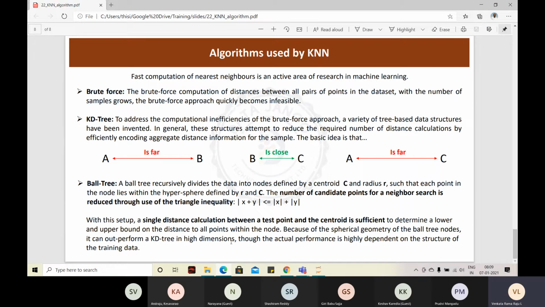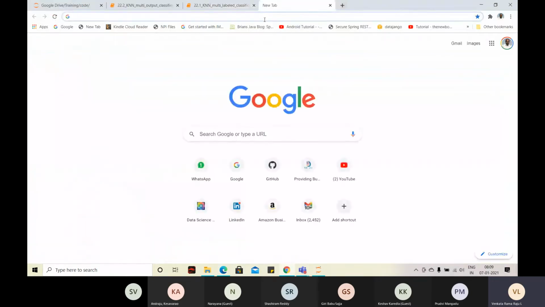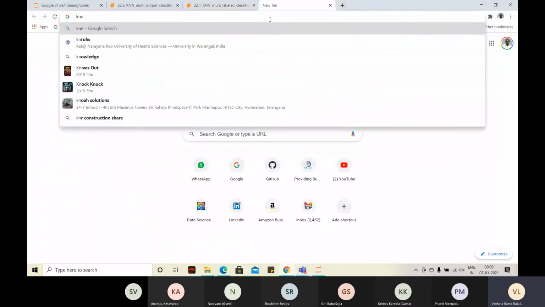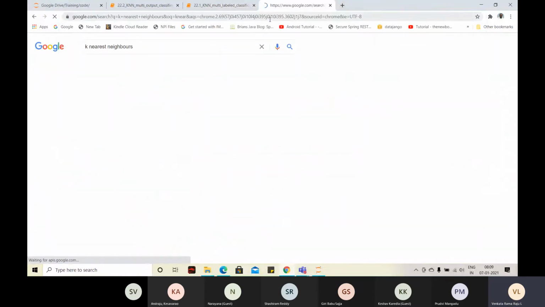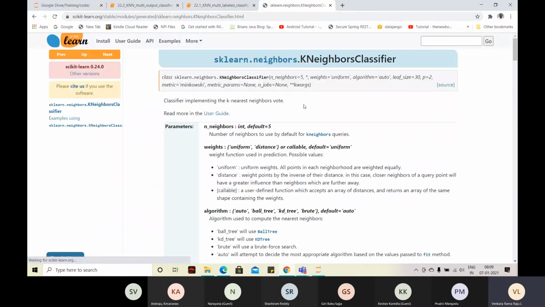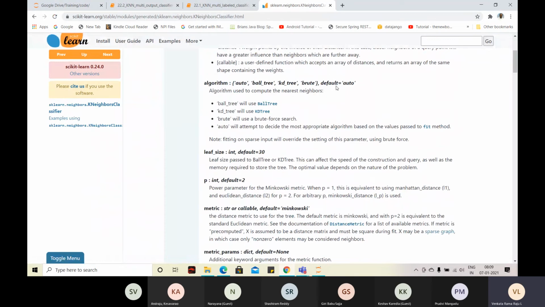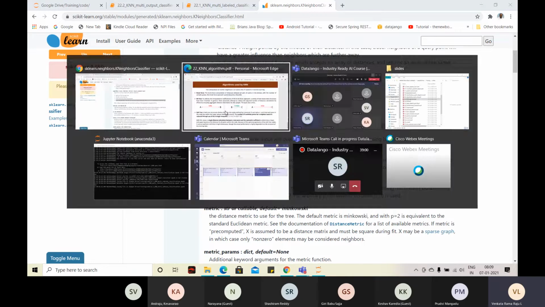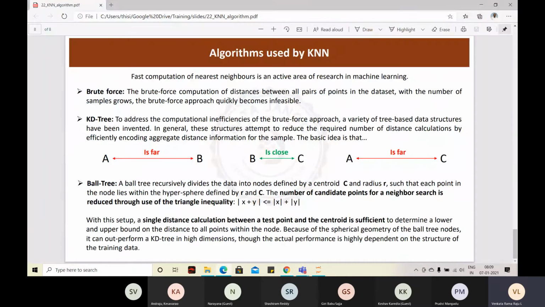Okay, so in KNN, which algorithm is used by default? Let us see. The algorithm is auto. Auto means it attempts to decide the most appropriate algorithm based on the values passed to fit. So it tries to find out which algorithm is best. Brute force is what I explained so far.